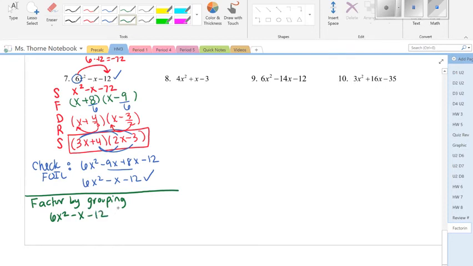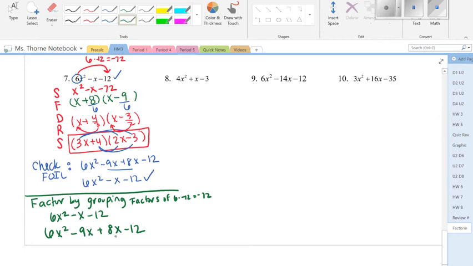Well, when you're doing factor by grouping, you do the same thing. You look for factors of 6 times negative 12, which is negative 72, that add up to the middle term, which we already said was positive 8 and negative 9. So this would be 6x squared, and we can do minus 9x plus 8x minus 12.